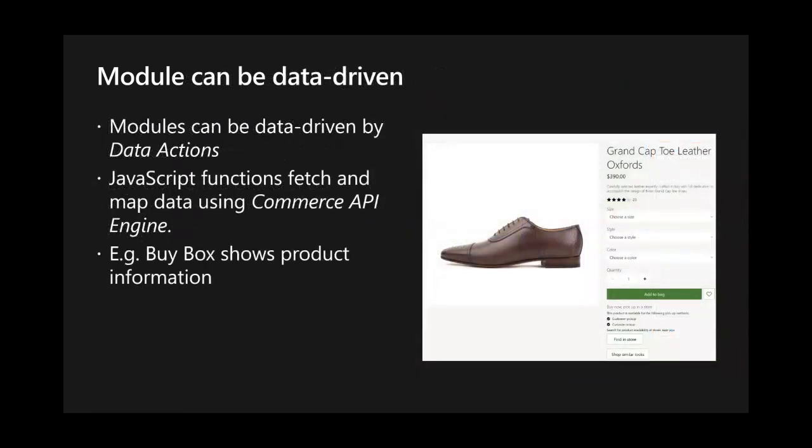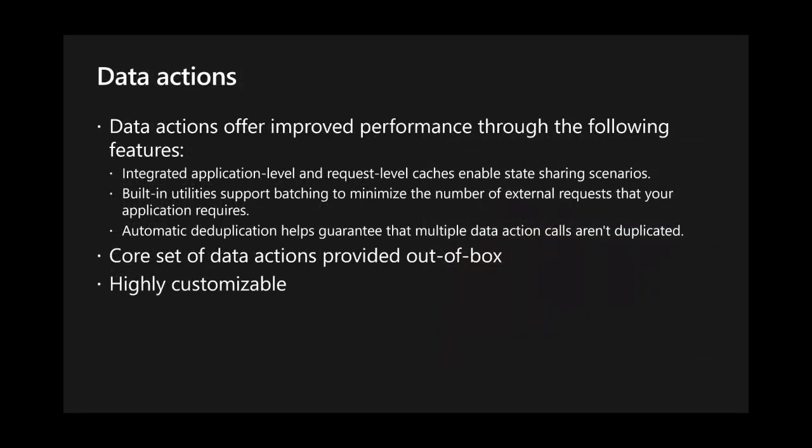But there are also modules that can be data driven by data actions. A data action is basically a JavaScript function that fetches and maps data using the Commerce API engine. An example is the buy box on the product details page where it shows product information. And all it's doing is calling into the data action, which then calls into the Commerce API engine to retrieve the product information. A little quick sidebar on data actions.